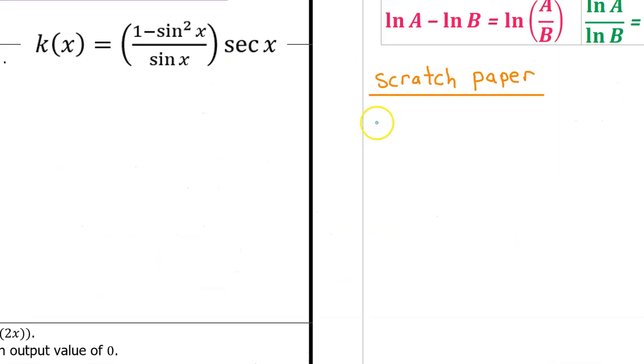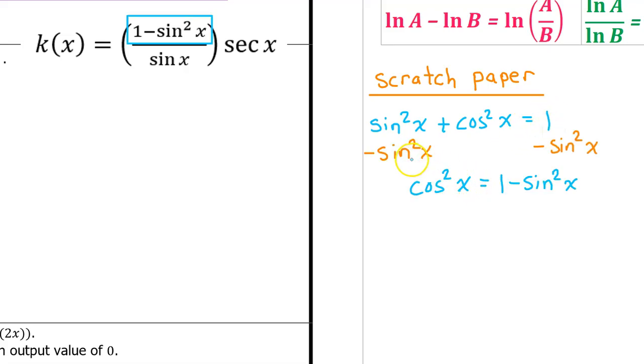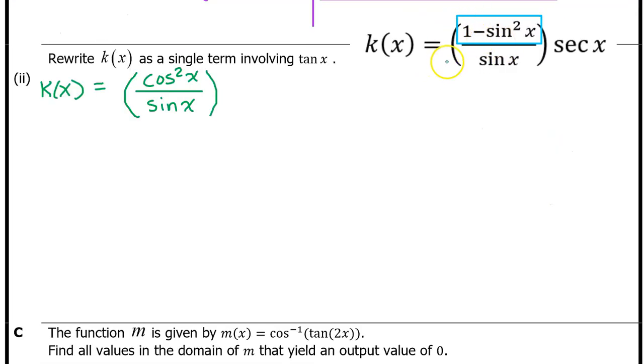The identity we use the most often is the one that goes like this: sine squared x plus cosine squared x is equal to 1. If we subtract sine squared from both sides, we get cosine squared x is equal to 1 minus sine squared. This is exactly what we see right here. So we can substitute cosine squared x for 1 minus sine squared. The expression inside the parentheses then becomes cosine squared x over sine x.